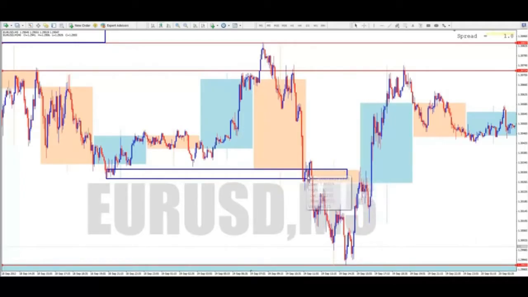So here's a flag and a breakdown. So price came back down. And where did it come back down to? It came back to the last engulf.